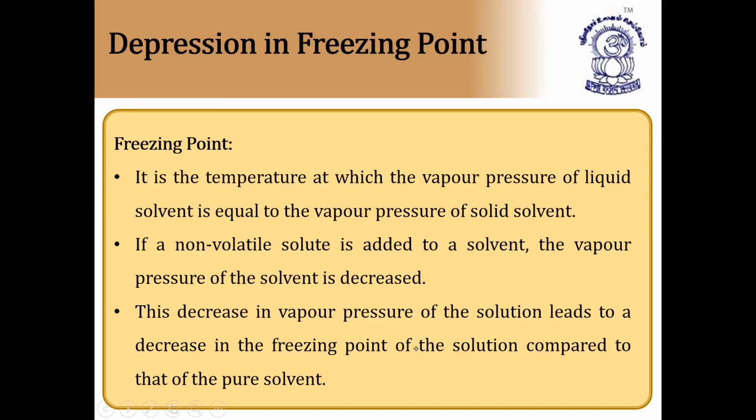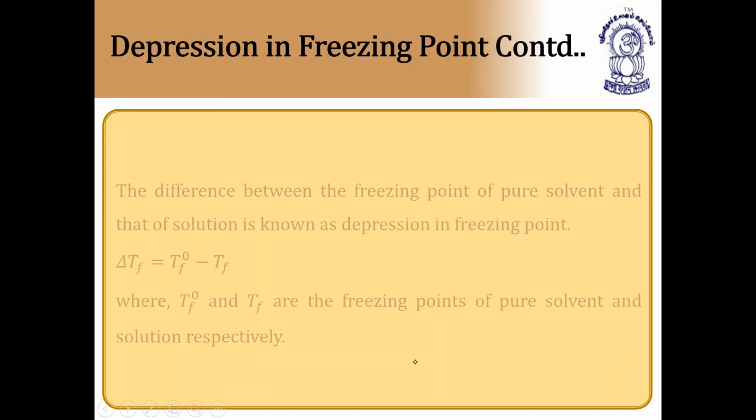So this is called depression of freezing point. I hope it is clear. When a non-volatile solute is dissolved in a solvent, the freezing point of the solution decreases. This is called depression of freezing point. This is another colligative property. So the third change observed in the solution is depression of freezing point.